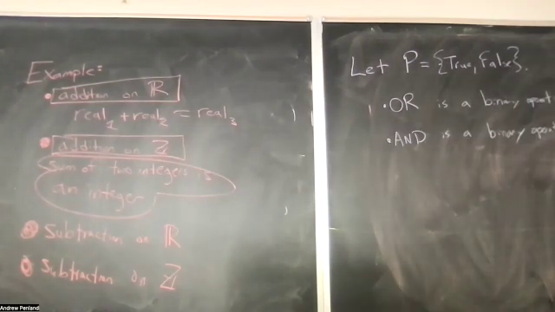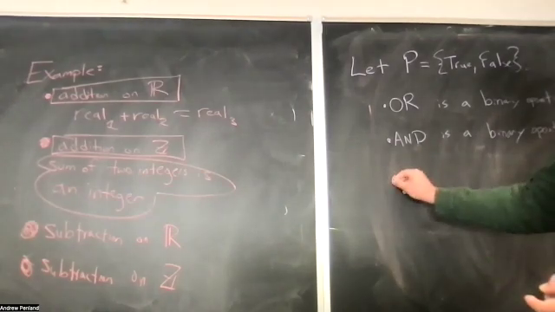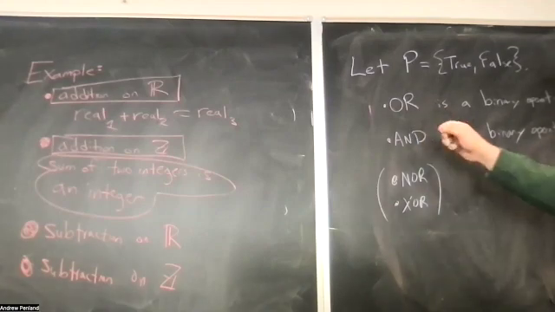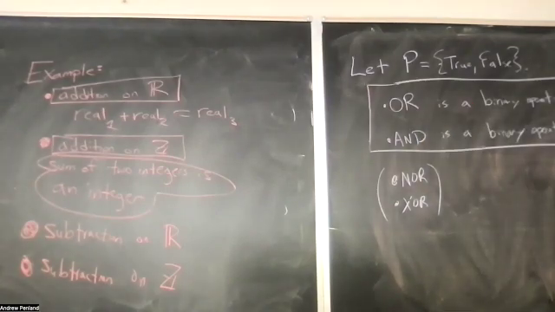NOT is not a binary operation because it doesn't take two things. NOT would be called a unary operation, which is also just a function from a set to itself. NOR, XOR. These are the two we've seen kind of in depth here. Yes, implies would be one as well.